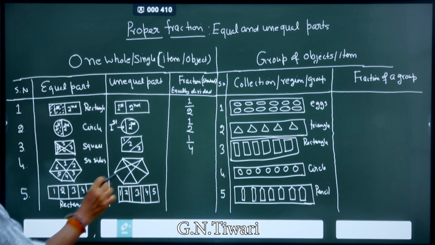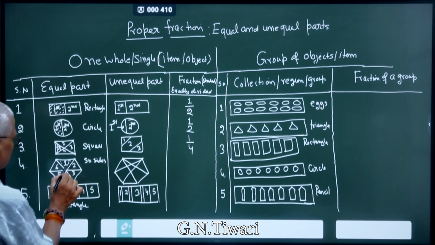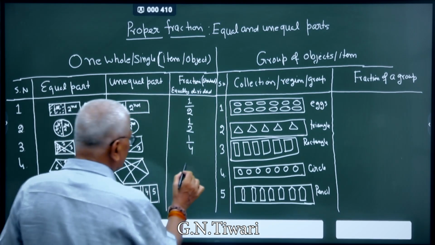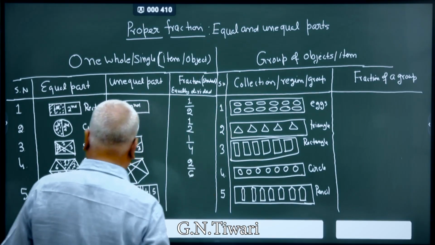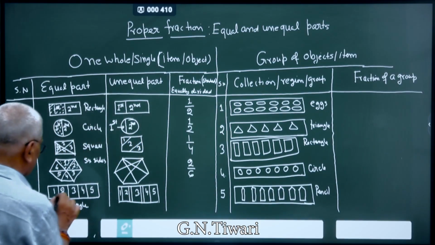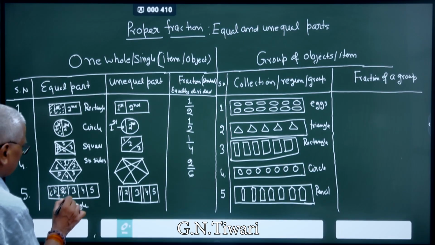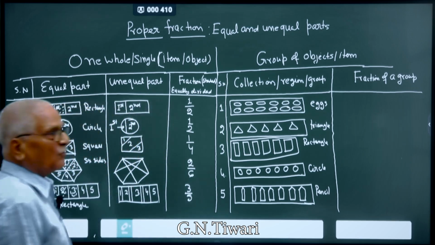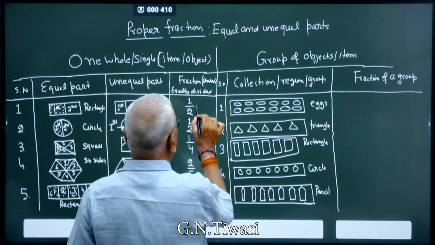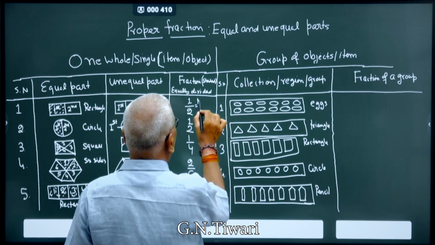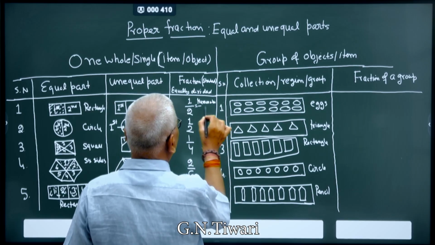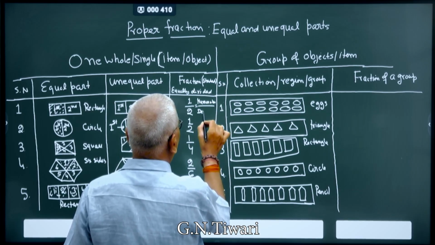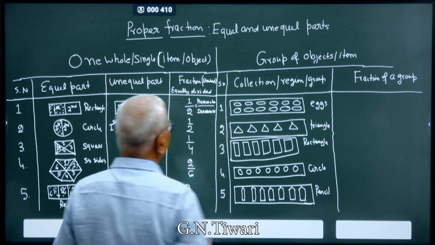Here there are 6 items. Suppose here I am shading 2 parts. So it will be 2 by 6. And here there are 5 parts. Suppose I said 3 parts are shaded. So it is going to be 3 by 5. Now this above is the numerator, and this is the denominator.